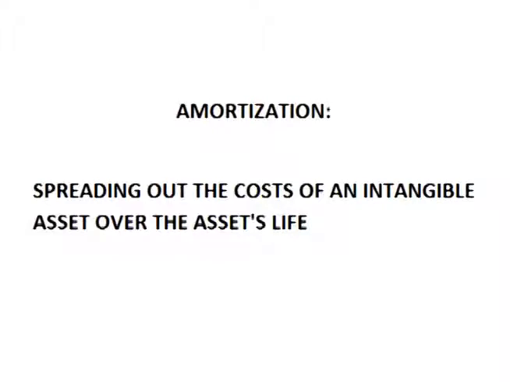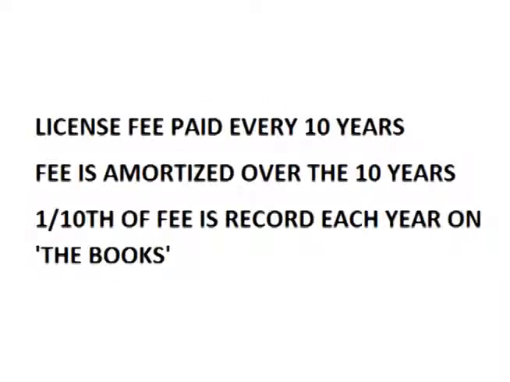Amortization costs are like depreciation costs for non-tangible assets. For instance, if a company has to pay a license fee every 10 years to operate, it will amortize the cost over 10 years. In other words, on its books, it will spread the cost out over the 10 years.